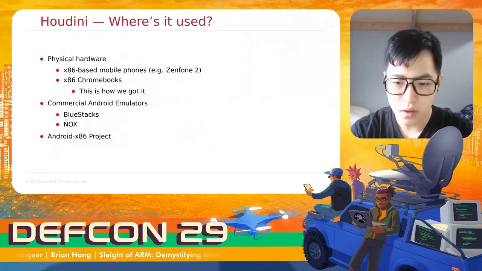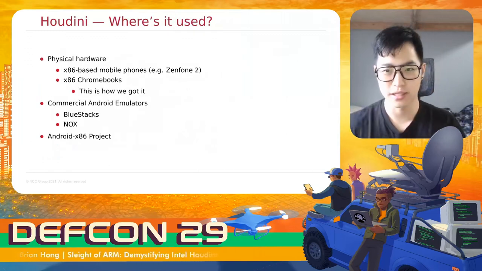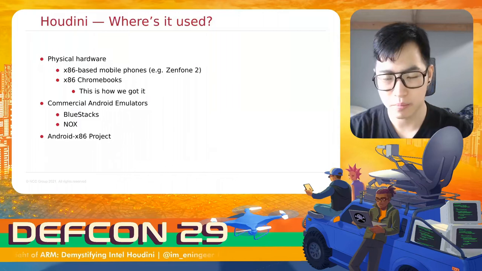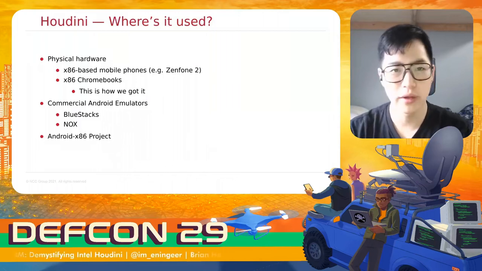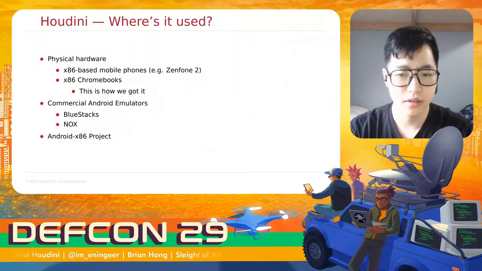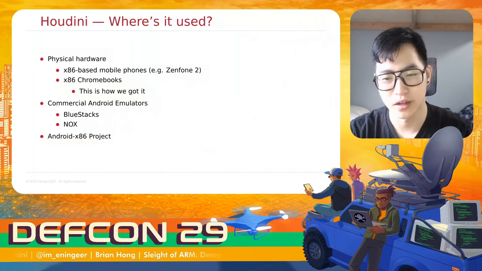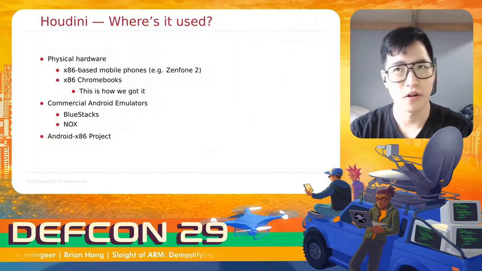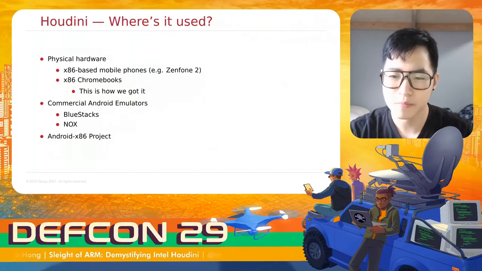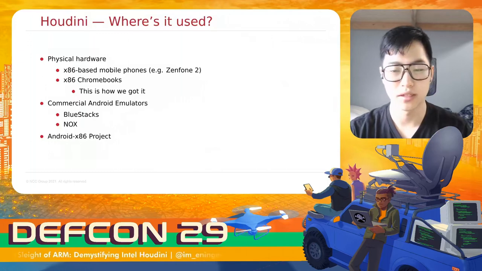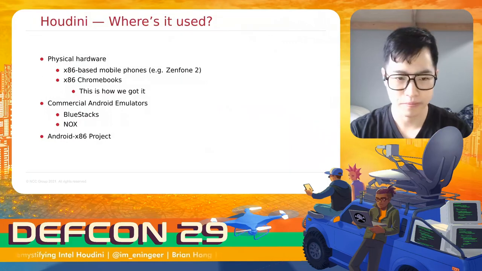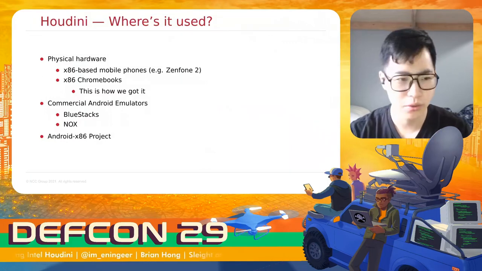Right. So Houdini can be used in physical hardware, as it was on x86-based mobile phones, and it is still used in x86 Chromebooks, which is how we actually got the binaries so we could take a look at them. They're also used in some commercial Android emulators, such as BlueStacks and Nox. While I don't believe it's enabled by default, I think there is an option to enable it in the settings. And it's also used in the Android x86 project, which can be run on real hardware or on an emulator.